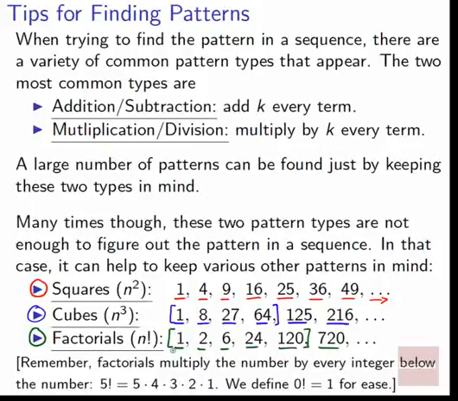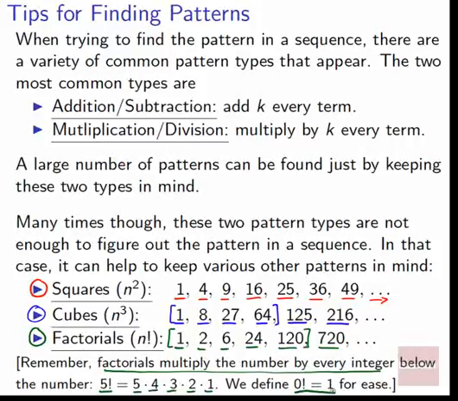And in case you forgot how a factorial works, factorials multiply the number that it is the factorial of by every integer below the number. So for example, 5 factorial would be 5 times 4 times 3 times 2 times 1, which works out to 120. And we just specifically define 0 factorial equals 1 for ease. It helps a lot of other things in math work out. So 0 factorial equals 1, we just set it that way.